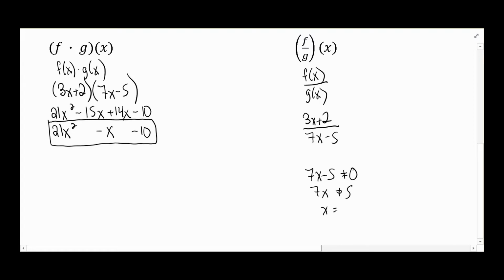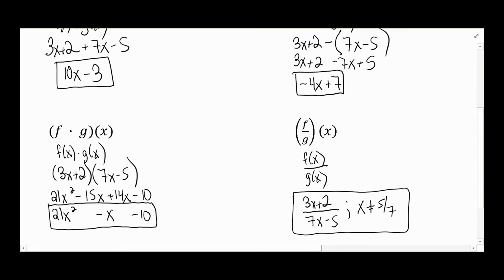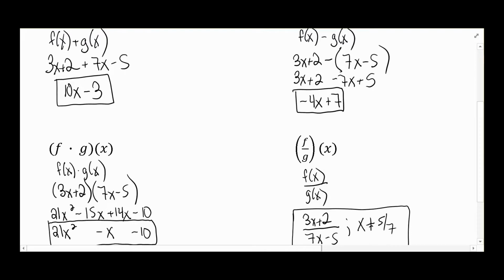So we probably should say something along the lines of, hey, this is the quotient, this is what I get when I divide. Just remember that your bottom can't be 0. So x can't be 5/7. The one thing I want to say as far as your own studying when it comes to these operations with functions is don't forget to review this before the exam. This material is really, really easy.